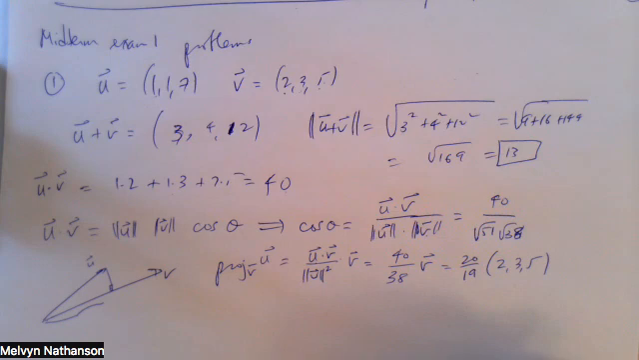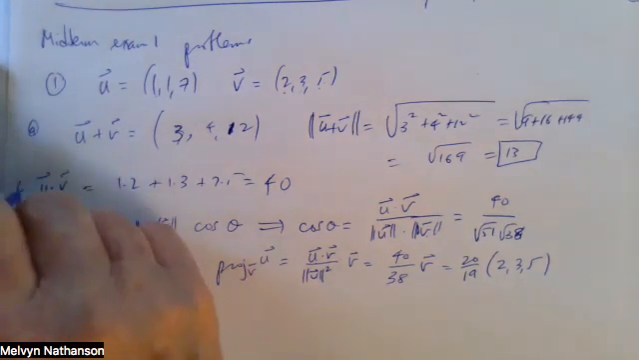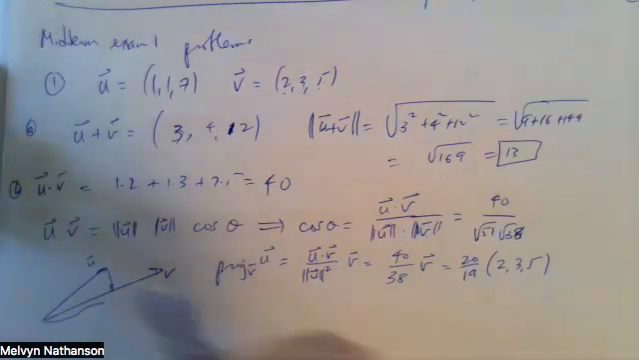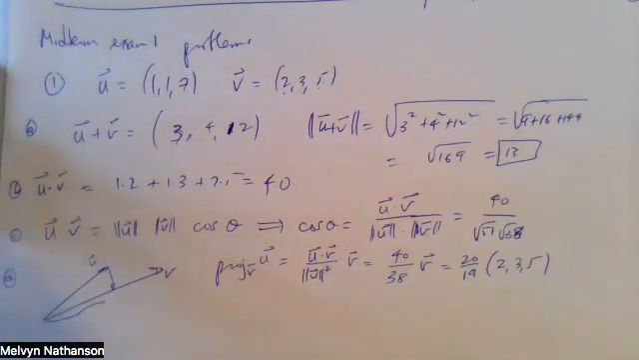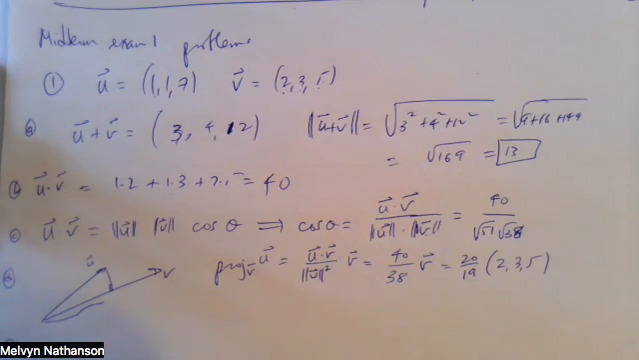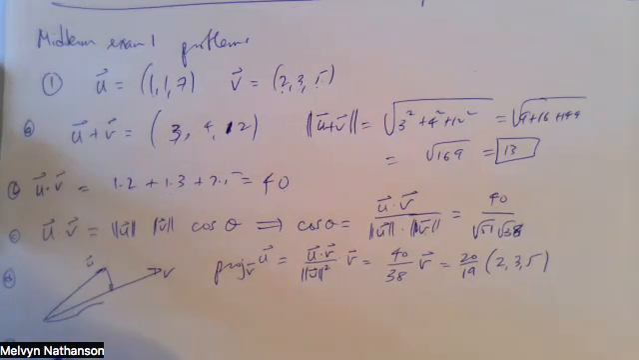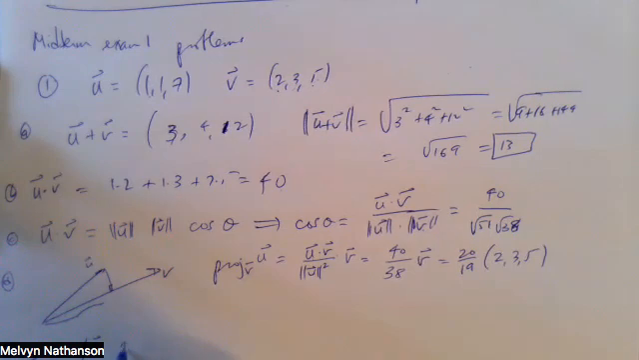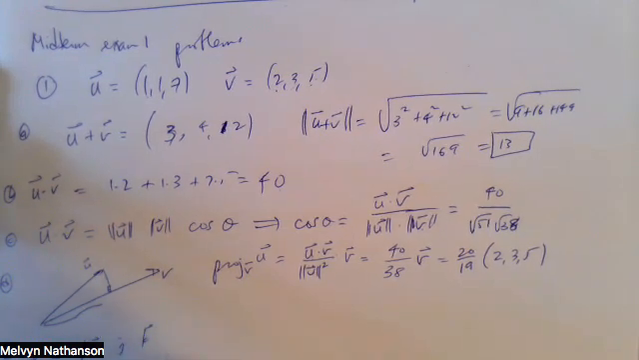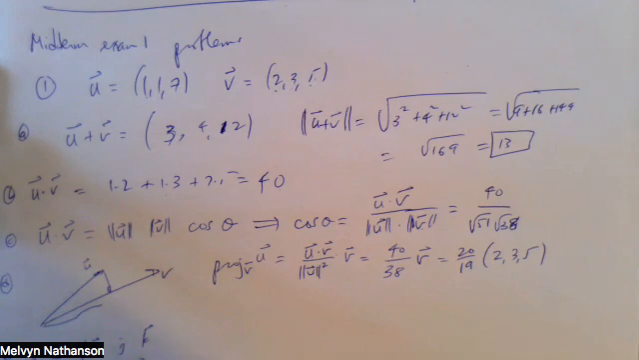Any questions about that? This is A, B, C, and D. In problem 2, we have the vectors with coordinates minus 1, 0, 3, and 0, minus 2, 3. And the cross product, you compute this 3 by 3 determinant.